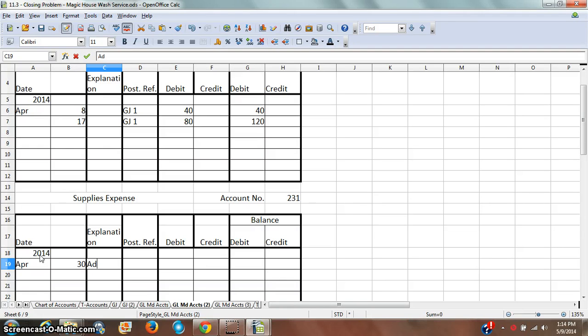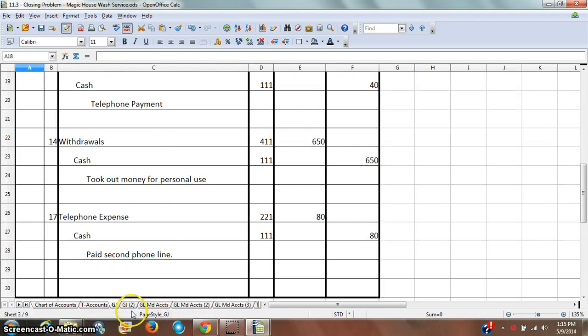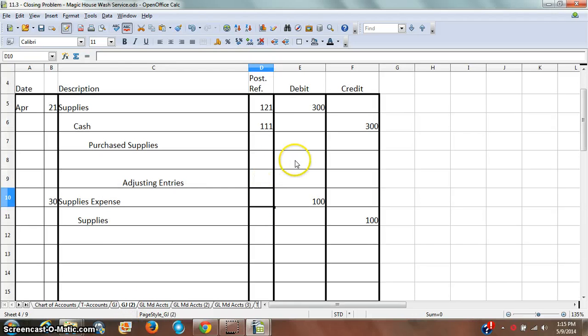I'll write in here adjusting. There it is. And the posting reference is going to be general journal page 2. It's a debit of $100, and the balance in that account is 100. So there's my supplies expense entry, and this is account 231. I'll go back to my general journal page, account 231, and now I need to credit supplies in the ledger.